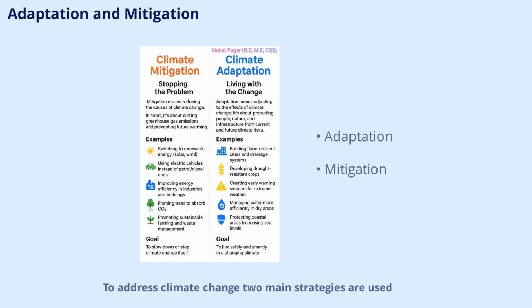To address climate change, two main strategies are used: adaptation and mitigation. Adaptation involves making adjustments in natural or human systems to reduce harm or take advantage of opportunities. Mitigation focuses on reducing greenhouse gas emissions and enhancing the planet's ability to absorb these gases. Both strategies are essential for managing the risks and impacts of climate change at local, national, and global levels.